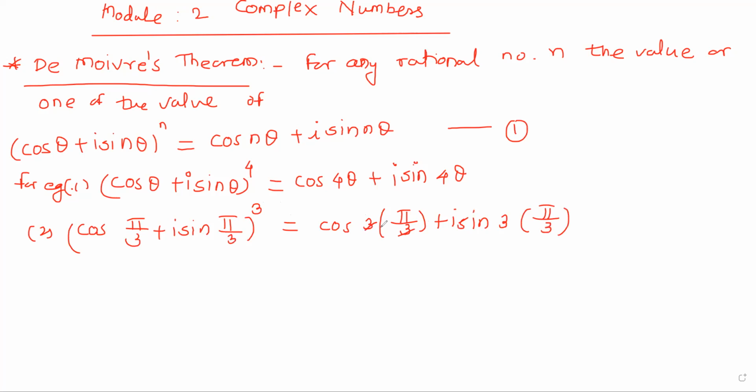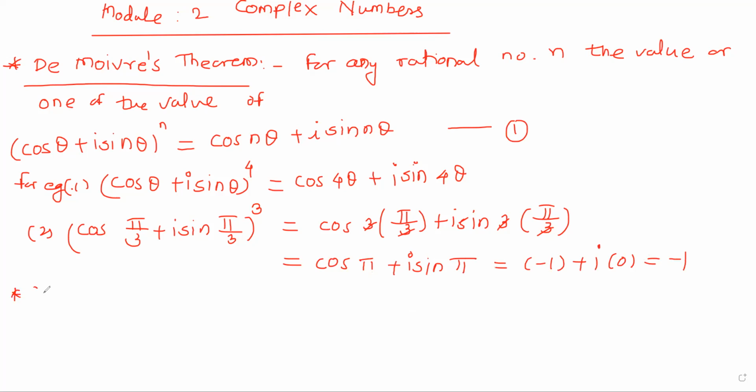As you can see, we can cancel 3 and 3. So this actually becomes cos of pi plus i sine of pi, according to this theorem. Cos pi is -1, sin pi is 0. So this is -1 plus i into 0. So the value is -1, right? Similarly, we can solve other equations as well.